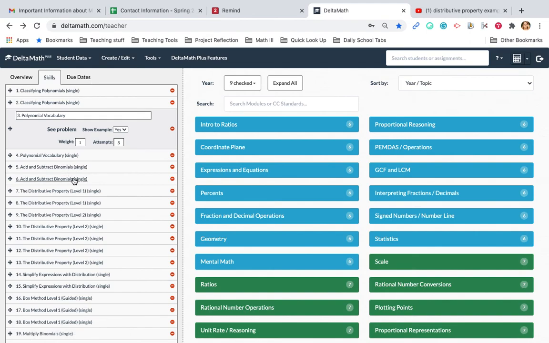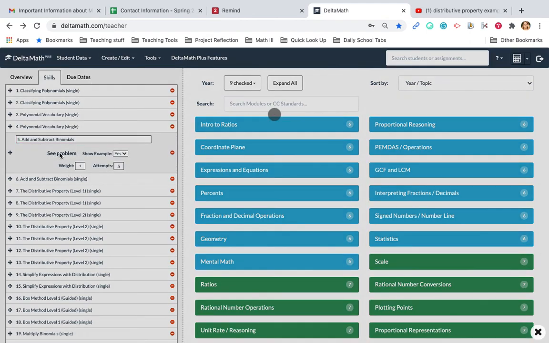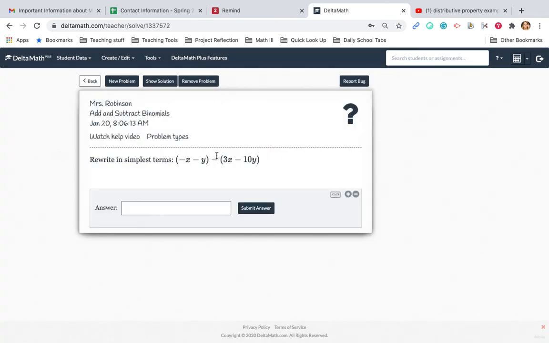Also a couple of add and subtract. One thing I just want to mention is that when subtracting, don't forget to distribute this negative. Remember, distributing a subtraction sign switches the signs in the polynomial after it. Okay.